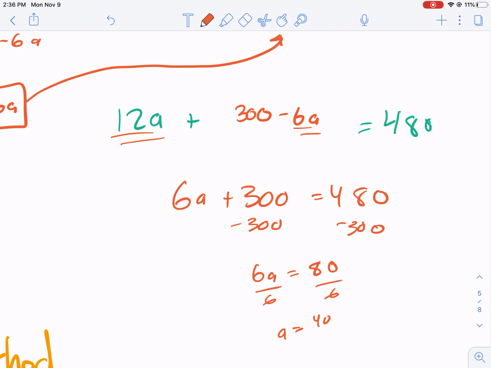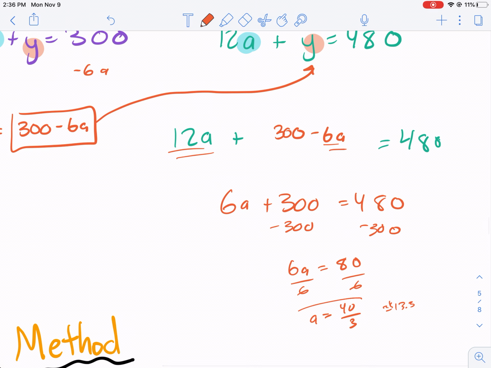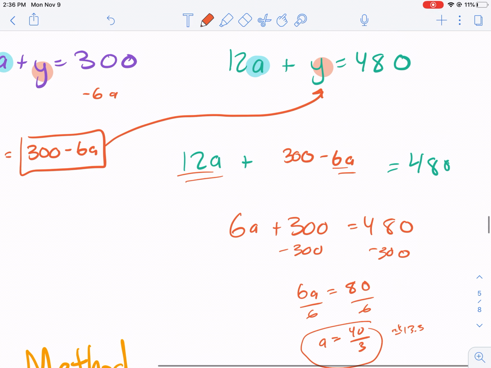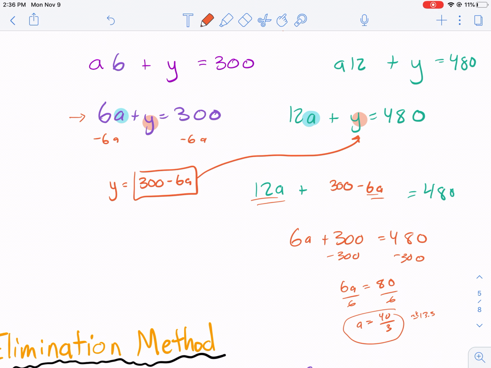So we divide by 6, and I'm just going to simplify it here in fraction form. I divide both by 2. I get 40 over 3. Okay, that's around $13.3 in case you're wondering. Okay, so I'm just going to leave it as 40 over 3, and now I'm going to substitute it back into either one, and I'm going to choose just this one right there. That's fine by me. So I'm going to bring this guy down.